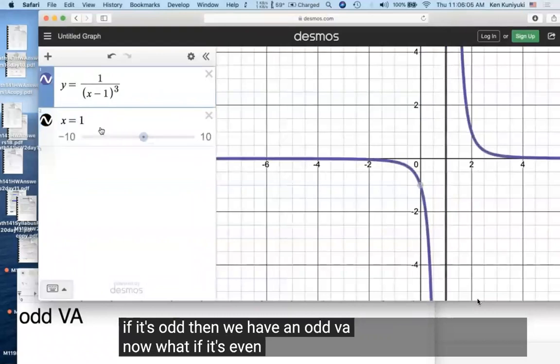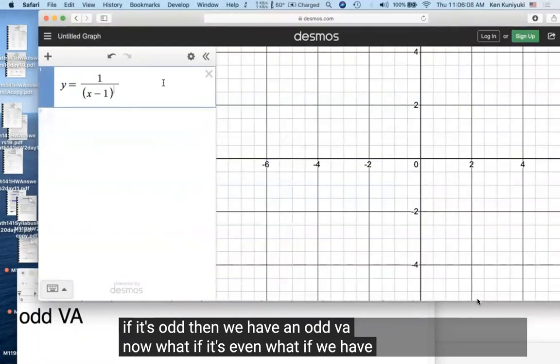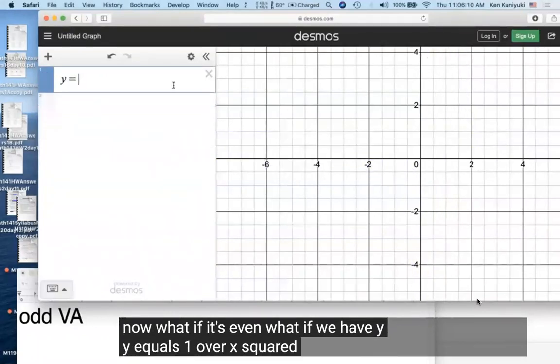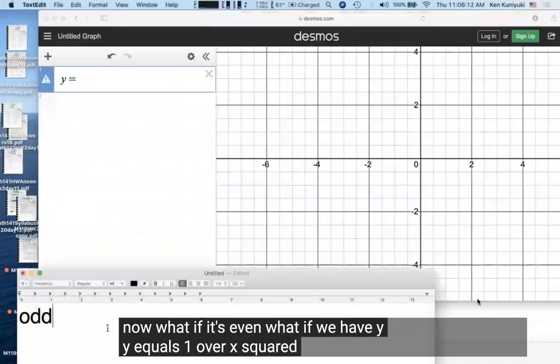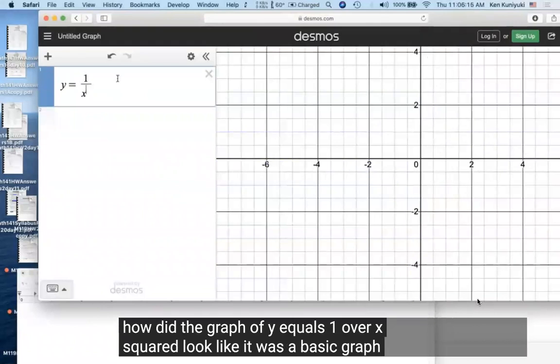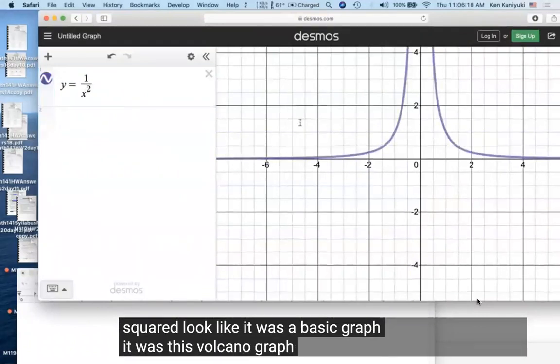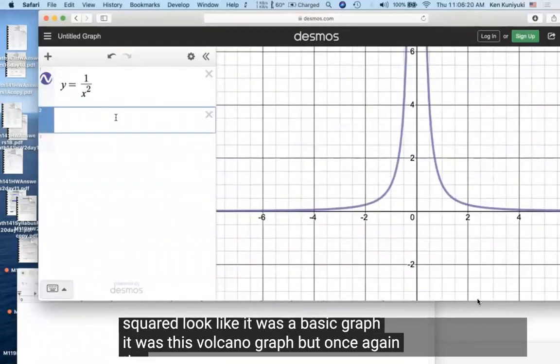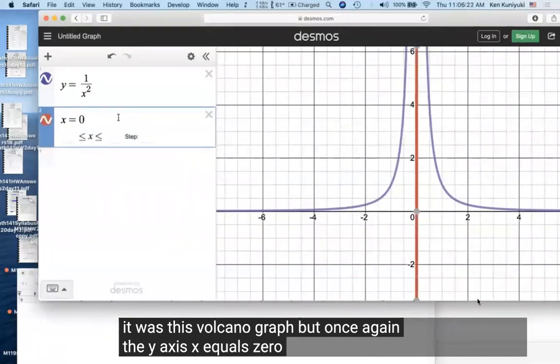Now what if it's even? What if we have y equals 1 over x squared? How did the graph of y equals 1 over x squared look? It was a basic graph. It was this volcano graph. But once again, the y-axis, x equals 0, is a VA.